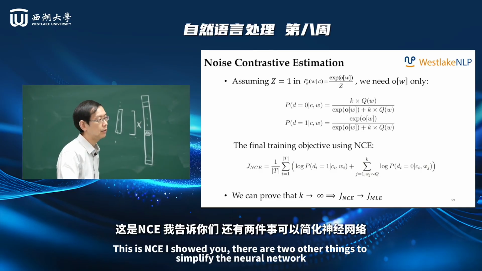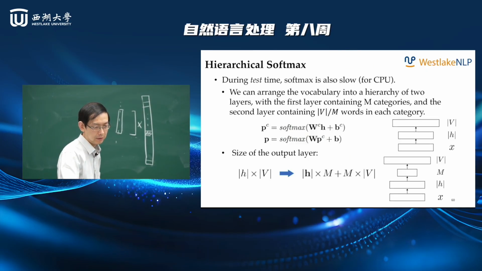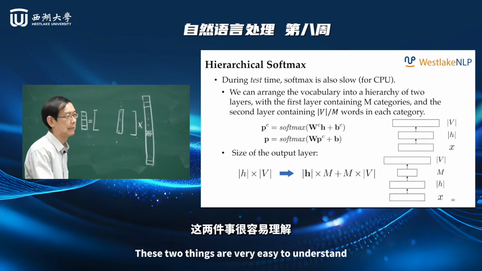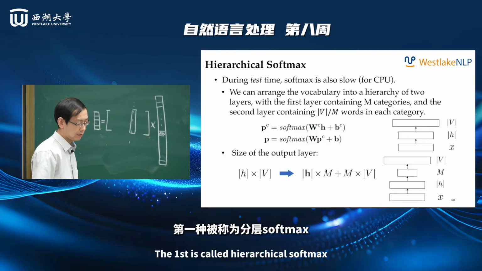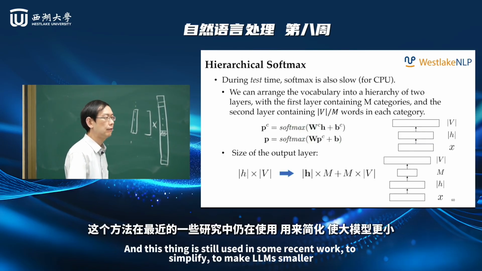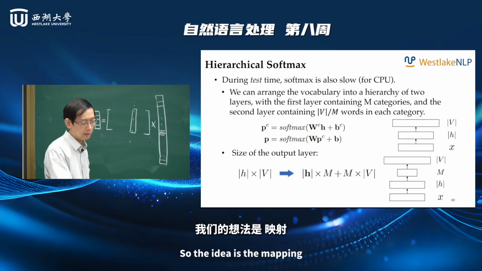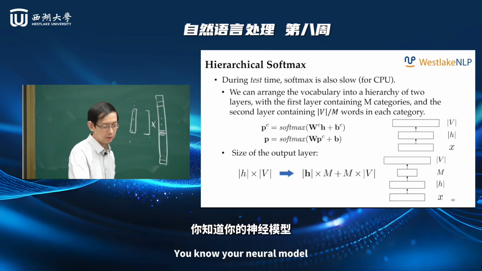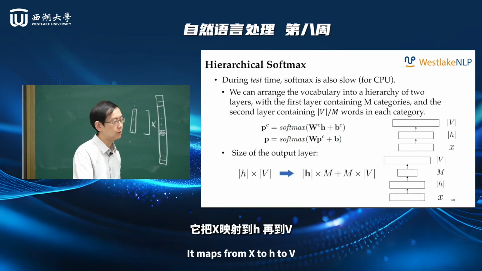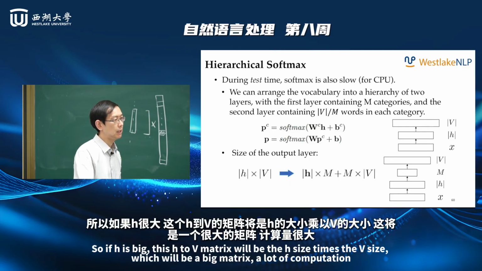I showed you there are two other things to simplify the neural network. Okay, these two things are very easy to understand. Okay? The first is called hierarchical softmax. And this thing is still used in some recent work, okay, to simplify, to make LLMs smaller. So the idea is the mapping, okay, you know your neural model, right? It maps from X to H to V, right? So if H is big, this H to V matrix will be the H size times the V size, which will be a big matrix, a lot of computation.